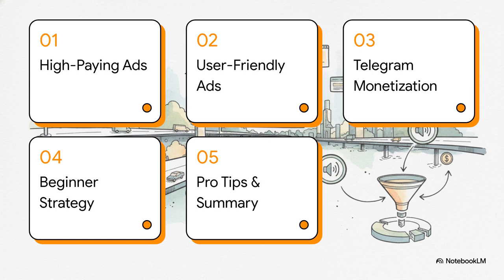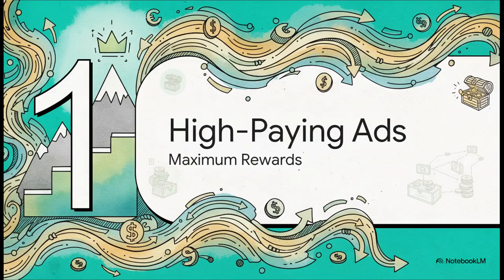Okay, here's our roadmap for This Explainer. Think of these as levels in a game. First up, high-paying ad formats. Second, user-friendly ad formats. Third, we're looking at monetizing with Telegram. Fourth, the best beginner strategy. And finally, some crucial pro tips and a summary. Let's go! All right, level 1, high-paying ad formats.